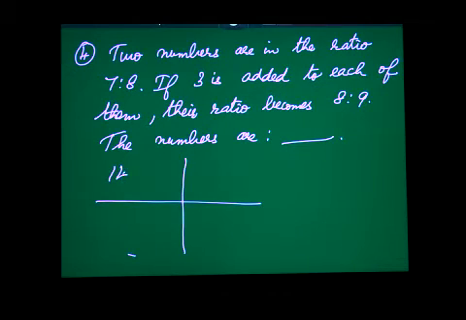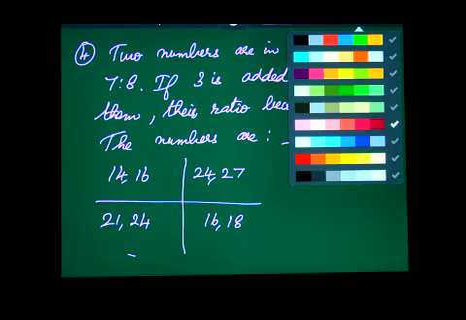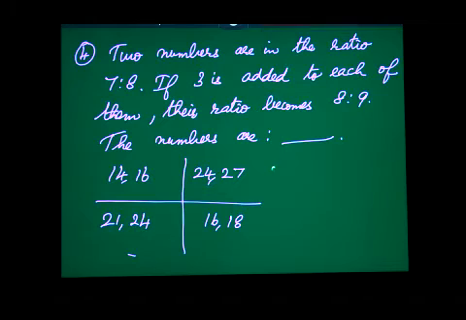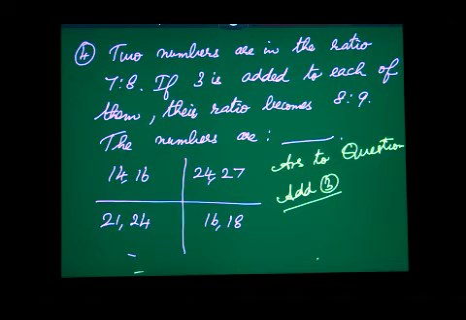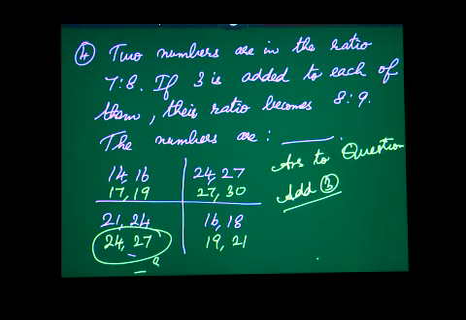We have to go for the options, from answer to question: 14, 16; 24, 27; 21, 24; 16, 18. So 3 is added to each of them. We have to add 3 with all those options, and we have to see the ratio 8:9. Adding 3 we get 17, 19; 27, 30; 24, 27; 19, 21. 24, 27 will give you 8:9. So option is C.